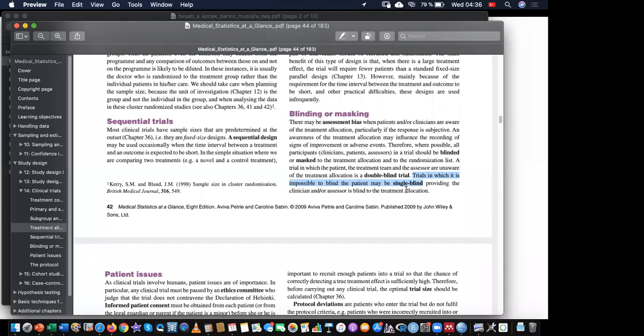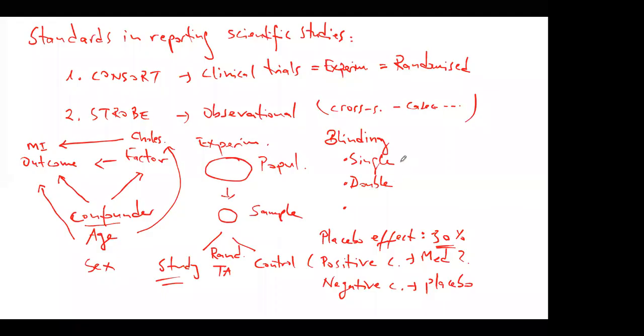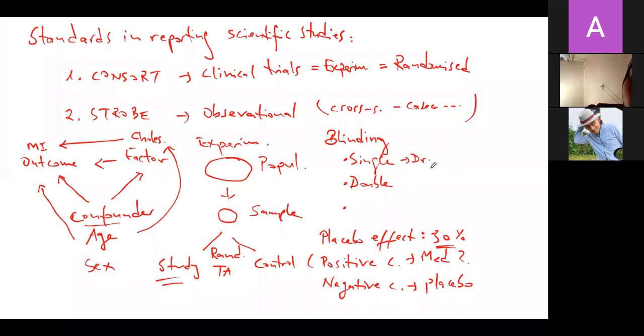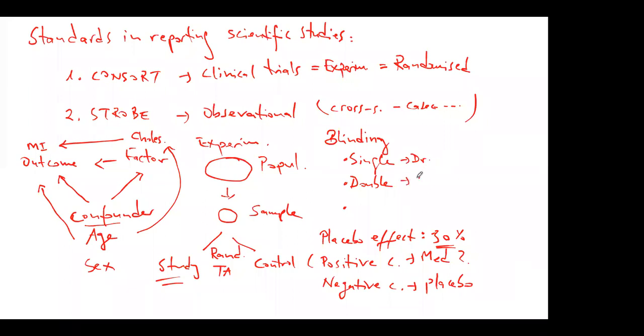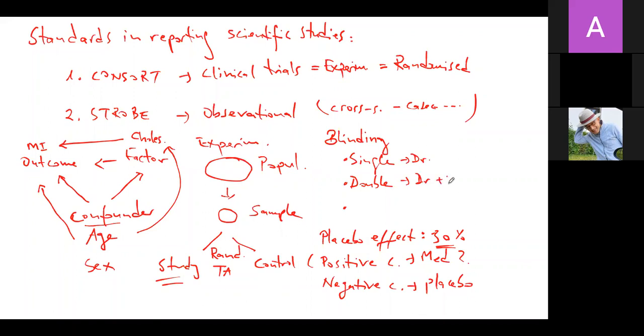So the patient, by just swallowing the medication, will recognize that this is the medication. Then you cannot do blinding of the patient, and it will be a single blind. But you should try whenever possible to have a double blind trial. Single means the doctor or researcher doesn't know, and double blind means doctor plus patient.